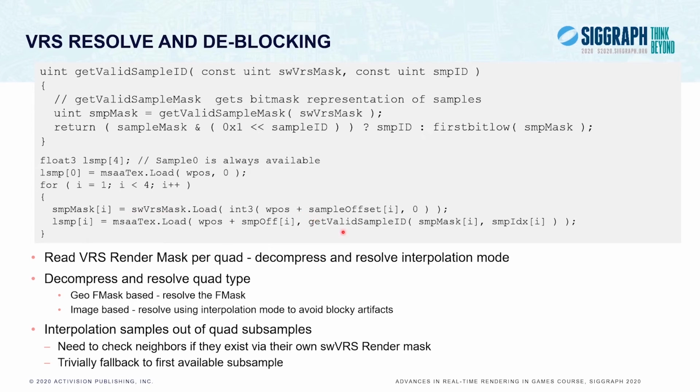And then we call getValidSampleID, which is a helper function that takes the software VRS mask as input and the sample ID that we're looking for. Internally, we need to take our software VRS mask and transform it into a bitmask representation that tells us which samples are actually available. And then it becomes a trivial bit field offset check and grabbing the first bit low in case that sample is actually non-active. In this case, we would just fall back to the first available subsample.